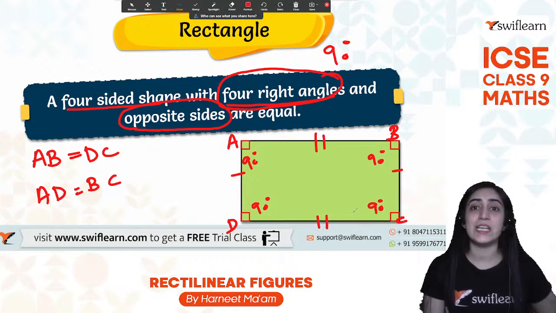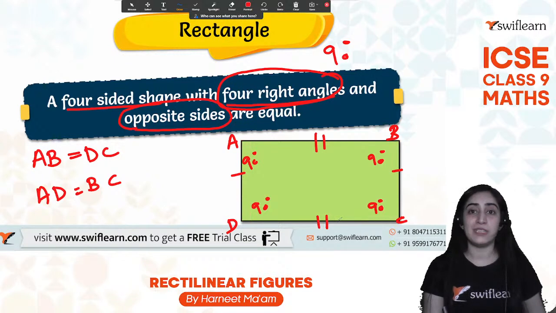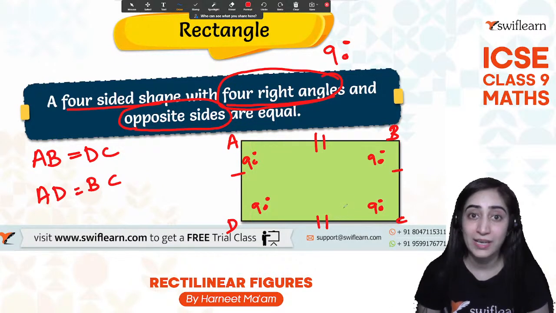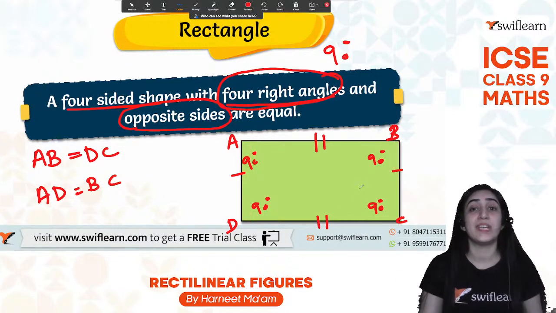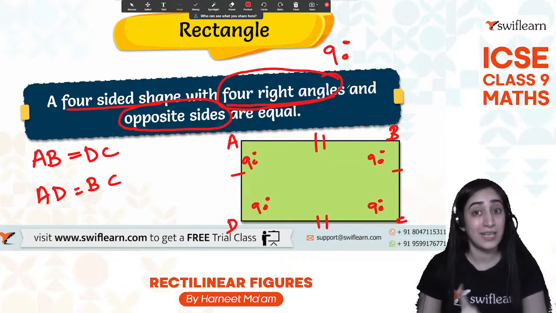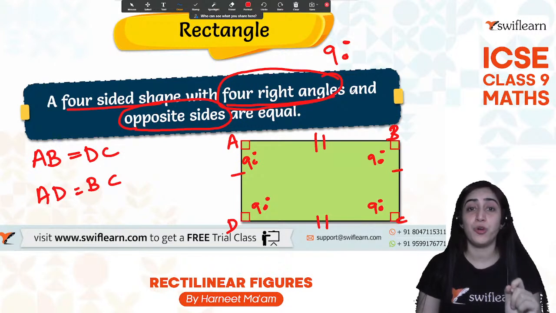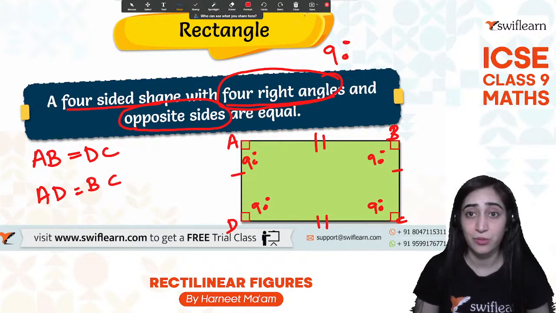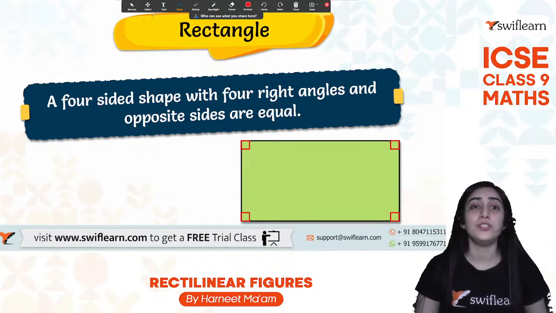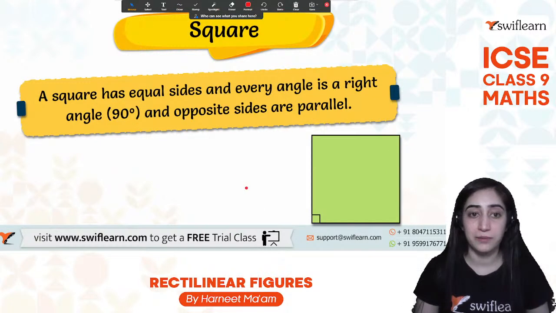So 90 degrees plus 90 degrees becomes 180 degrees. Again, at the bottom, 90 degrees plus 90 degrees becomes 180 degrees. We add 180 plus 180 and it becomes 360 degrees. So that comes to the property of a quadrilateral, which says the sum of the interior angles of a quadrilateral is 360 degrees. All right, moving on to the next one.